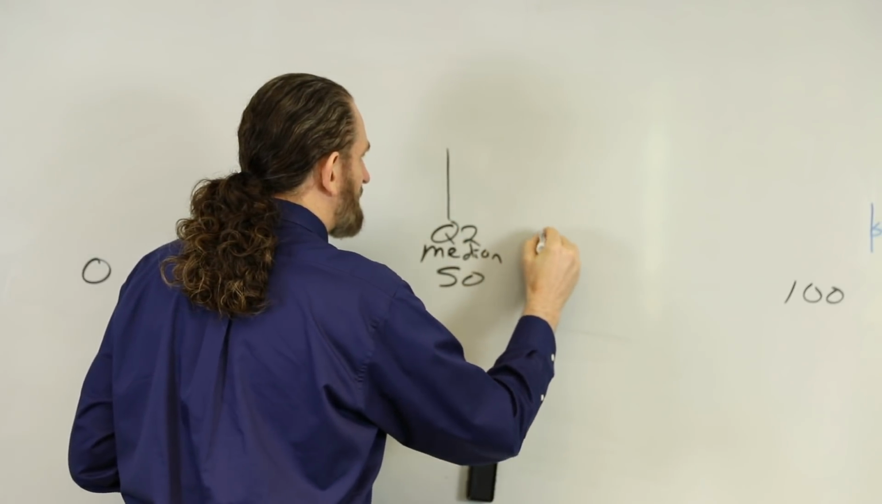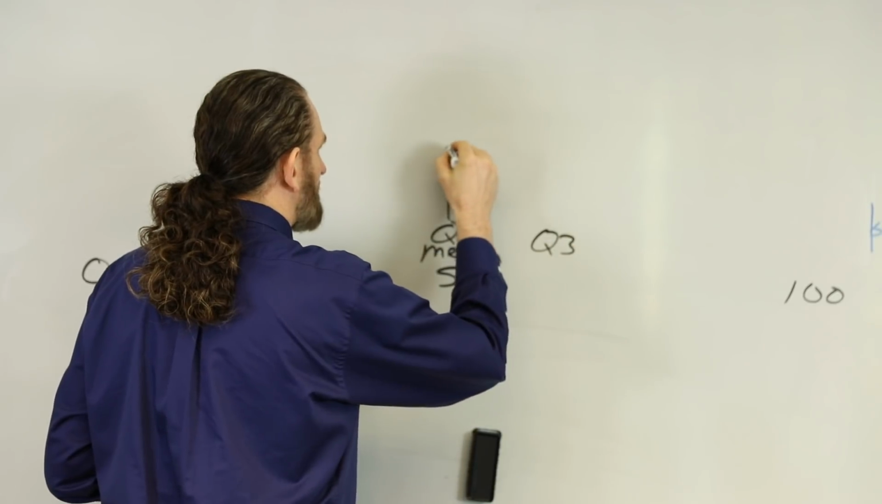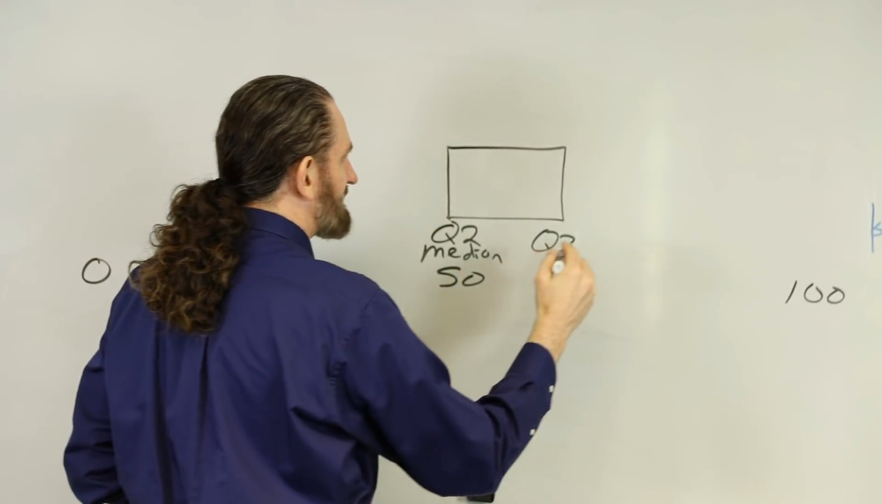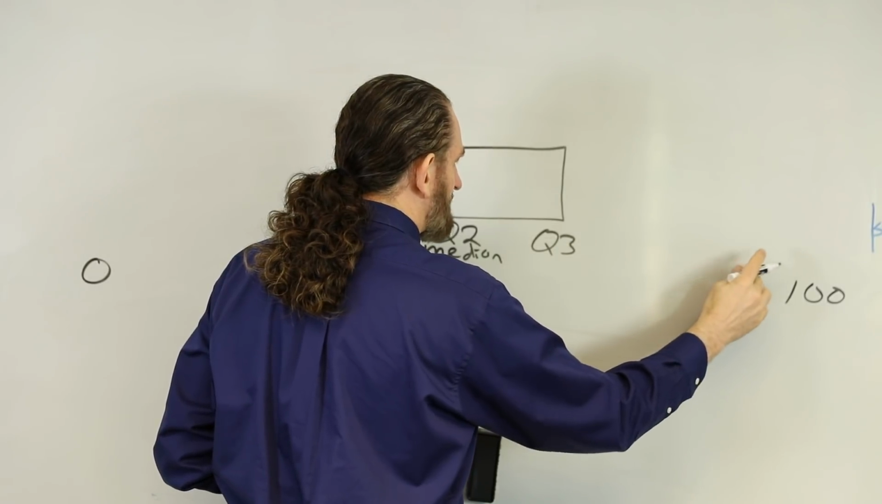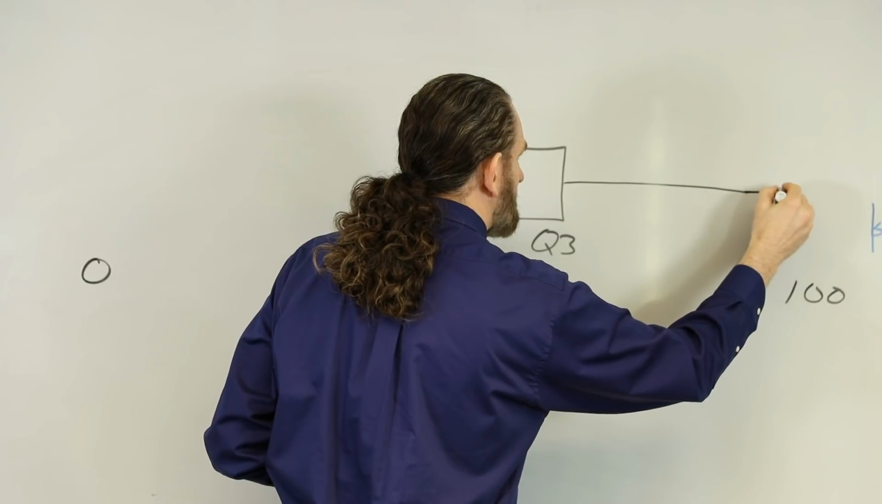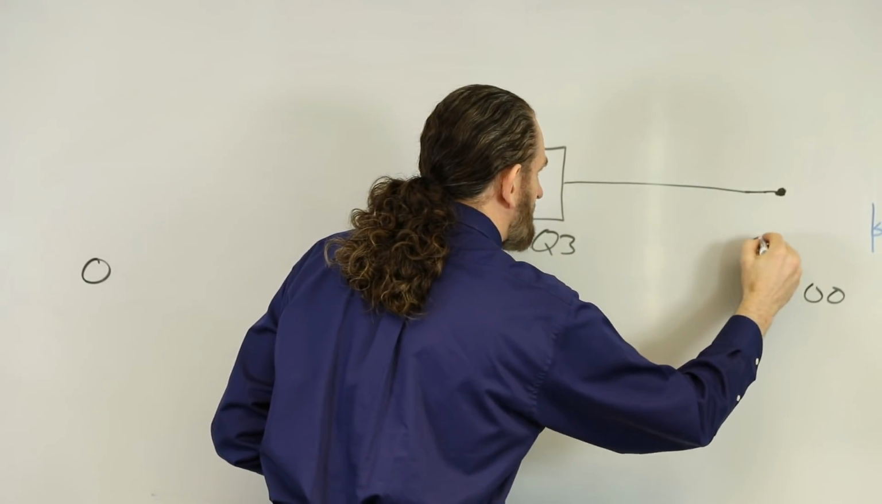But let's say that our Q3 was pretty close. And so in this case, our box for our box plot would be fairly compacted. But then there were still some scores out here in the 90s and went way out there, maybe even close to 100. And there's our Q4.